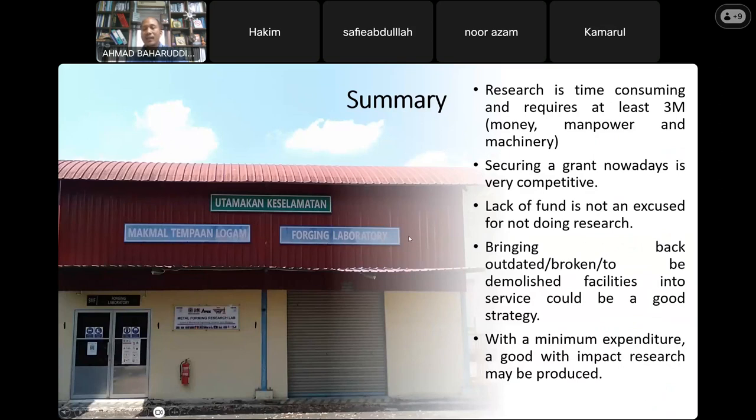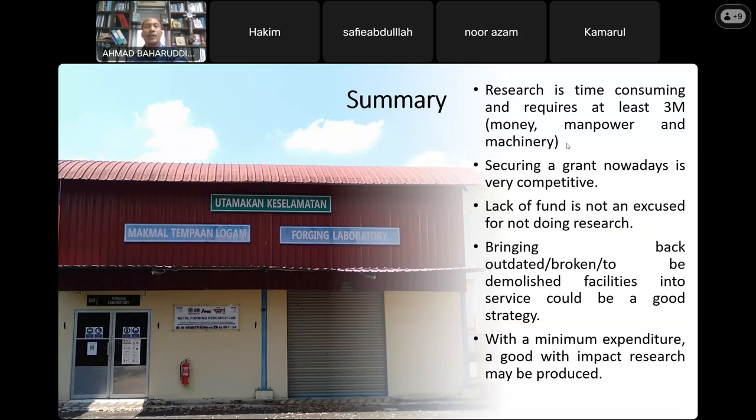Okay, as the conclusion for this presentation, we admit that research needs at least 3M: money, manpower, and machinery. Luckily now I have the manpower. I have some students now to do the projects that we intend to do. Nowadays, the money and the machinery are our concern. Therefore, we need to find a strategy so that we can solve the issue of machinery with minimum expenditure.